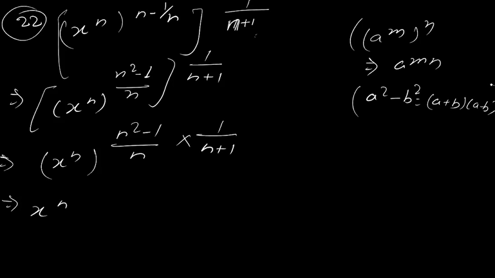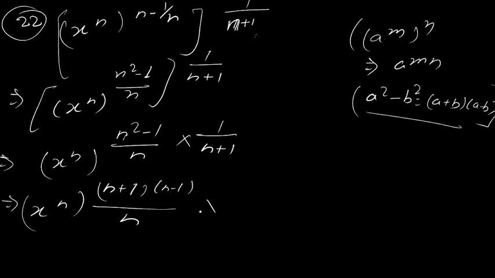So anyone who has studied mathematics in 5th, 6th, 7th, 8th, 9th standards would have heard of this particular formula. Very simple: a square minus b square equals a plus b times a minus b. So can anyone tell me, this is like a and this is b, 1 ka square, so what will be there? n plus 1, n minus 1 divided by n, 1 divided by n plus 1.